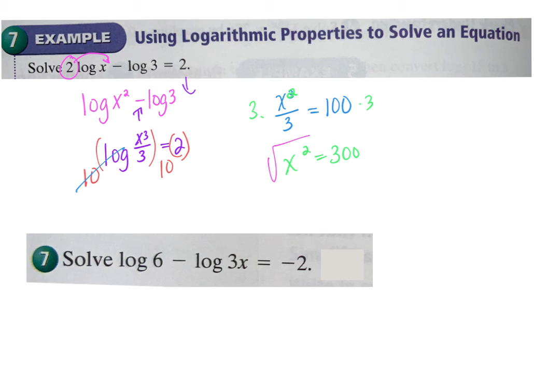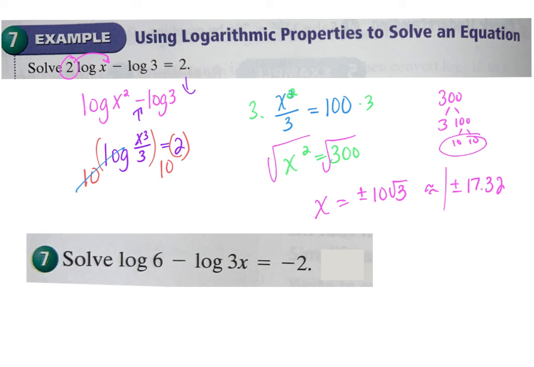My last step here is to take the square root of both sides. Now, I do have to consider the positive and negative root here because it is an x squared equals. So 300 is 3 times 100, which is 10 times 10, right? So a 10 can come out, a 3 can stay in. So x is going to equal positive and negative 10 square root of 3. And in the calculator, positive and negative 17.32.